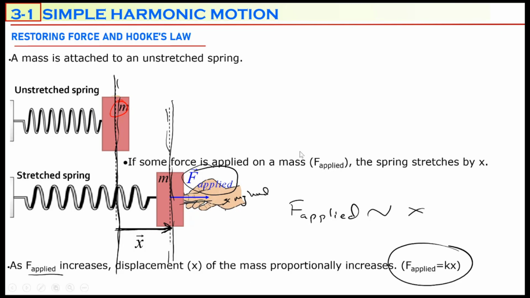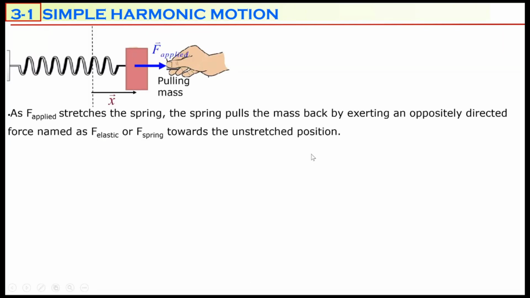However, assume that I pulled the mass and now I am keeping it at rest. If an object is at rest, the net force acting on this object must be equal to 0. But in the diagram you only see one force, F applied. So for the mass to be at rest, we need the net force to be 0, which means there must be an oppositely directed force acting on the mass. This force is because of the spring. The spring will be pulling this object back in the negative X direction, to the left.